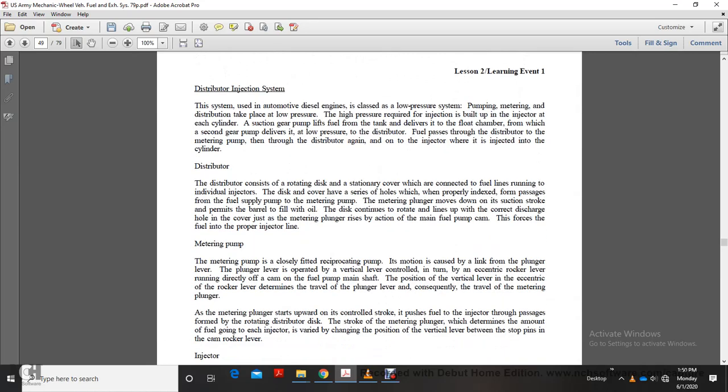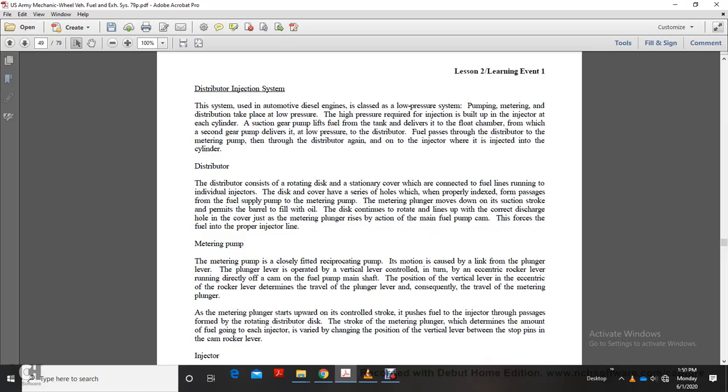Now, the distributor injection system. The system is automotive, a diesel engine class of low pressure system. Pumping, metering and distribution take place at low pressure. High pressure required for injection is built up at the injector for each cylinder. The suction gear pump lifts the fuel from the tank and delivers it to the flow chamber, from which the second gear pump delivers low pressure fuel to the distributor.